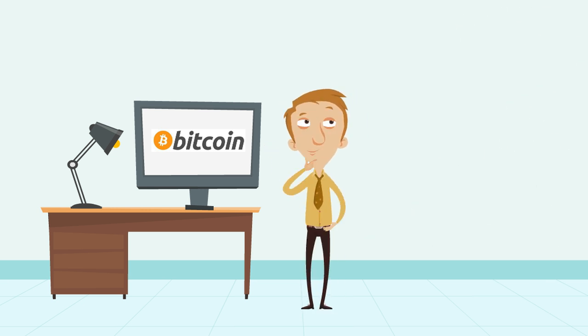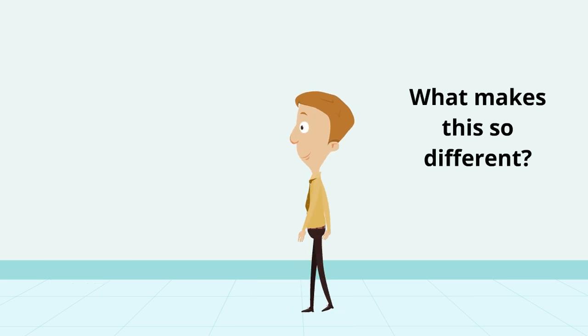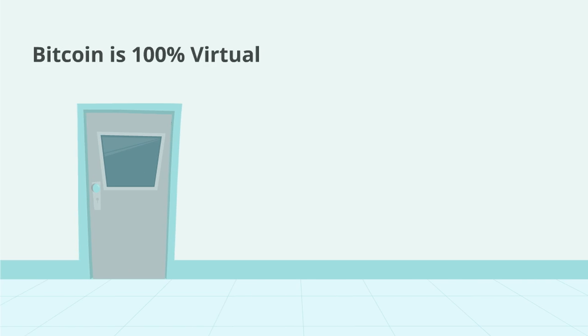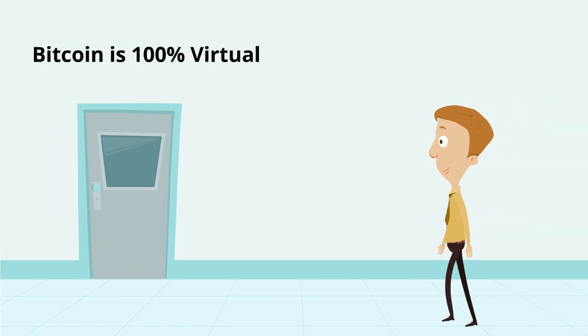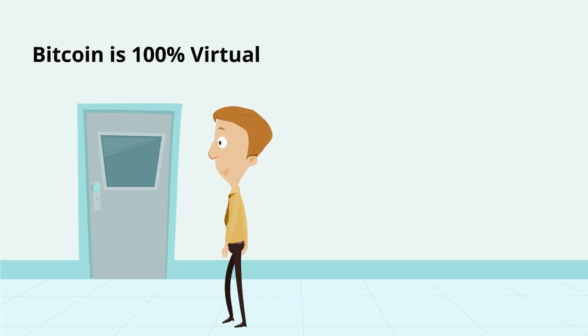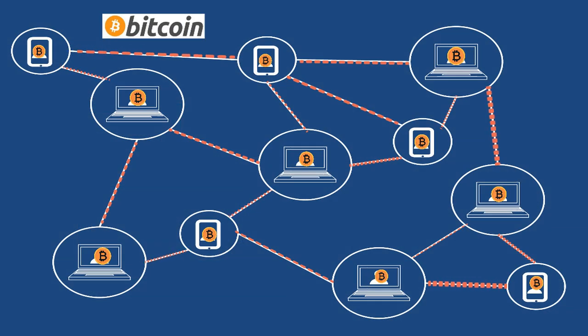What makes this so different? Well, do you mean besides the fact that it's an entirely virtual currency with no physical coins or paper? And if we're to be completely technically accurate, Bitcoins are also not even digital coins per se. The coins are implied in the actual transaction between participants, the sender and the receiver.